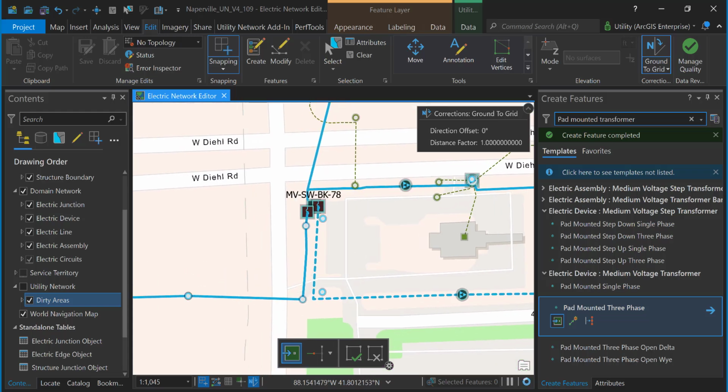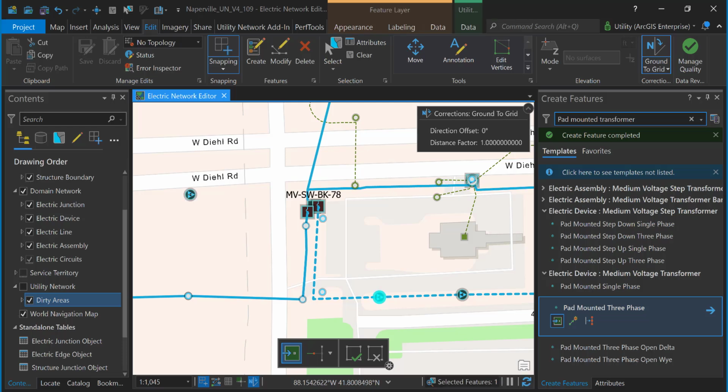So our overhead lines are shown in the solid blue lines, and our underground lines are the dashed lines. Now here I've got my pad-mounted three-phase transformer, and I'm looking to add a new one into my map. So as you can see, as I roll over that overhead line, it's not giving me an option to snap to the line. We all know that we want these transformers to be snapped, right? So come down here and we'll snap this transformer onto this medium voltage conductor.